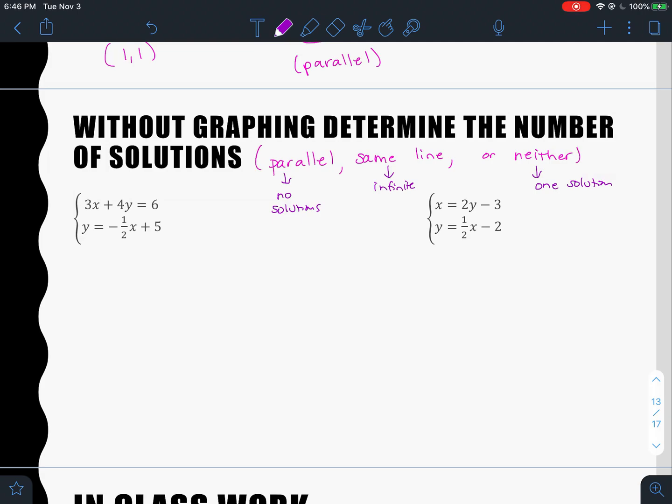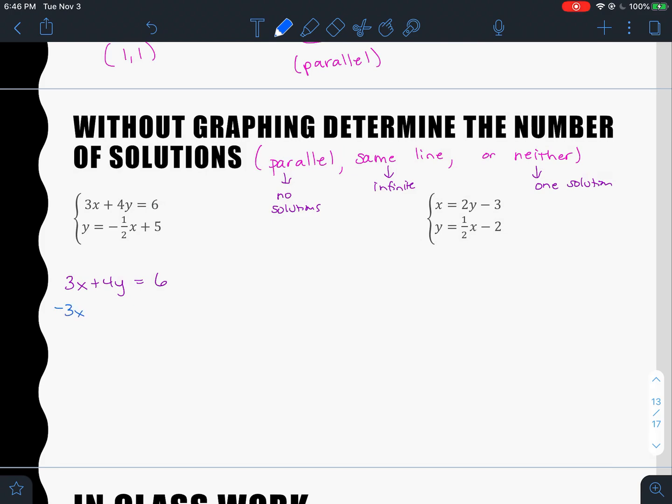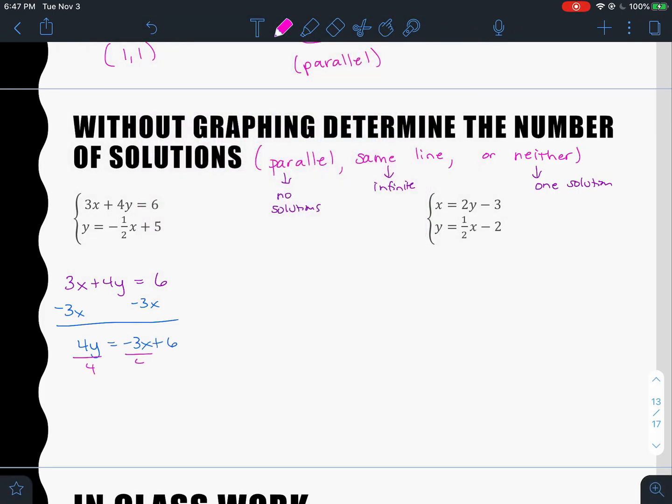them. So let's look at that first one, 3x plus 4y equals 6. To figure out if they're parallel, they need to have the same slope, so we need to find the slope of that first line. To do that, I would have to solve for y. Minus the 3x on both sides, and 4y equals negative 3x plus 6. Then I'm going to divide everything by 4, and I get y equals negative 3/4 x plus 6/4, or 3/2.